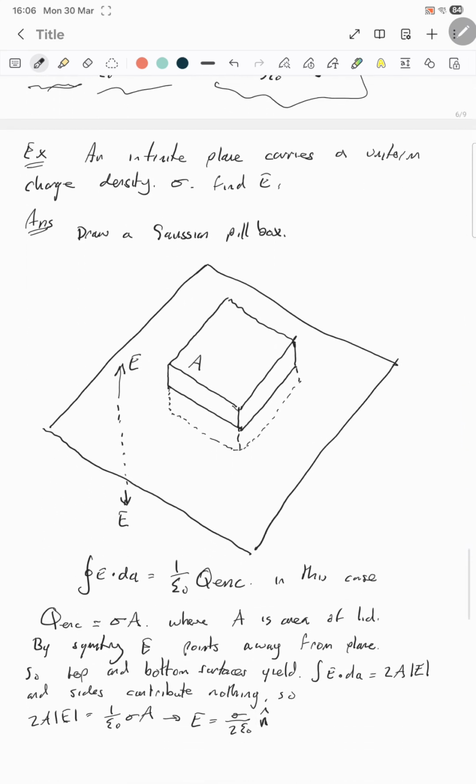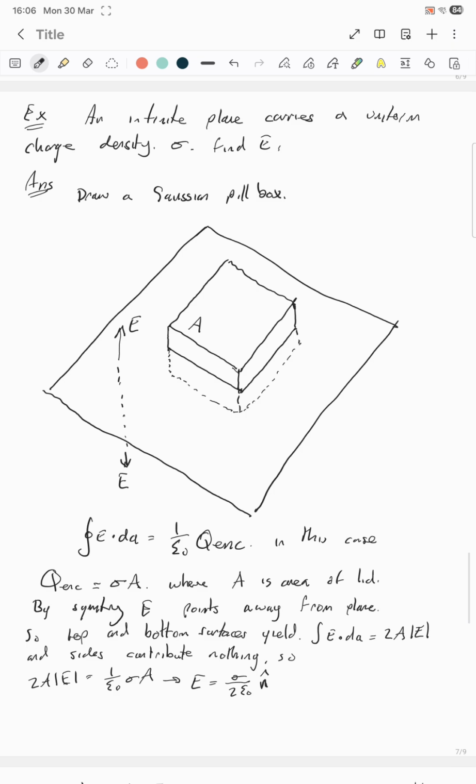Now, here's an example of an infinite plane. We use infinite planes so we don't have to deal with edge effects and things like that. It's just a simplified version, a way to explain it. I think all textbooks will do this. An infinite plane carries a uniform charge density. Here, we find the electric field.